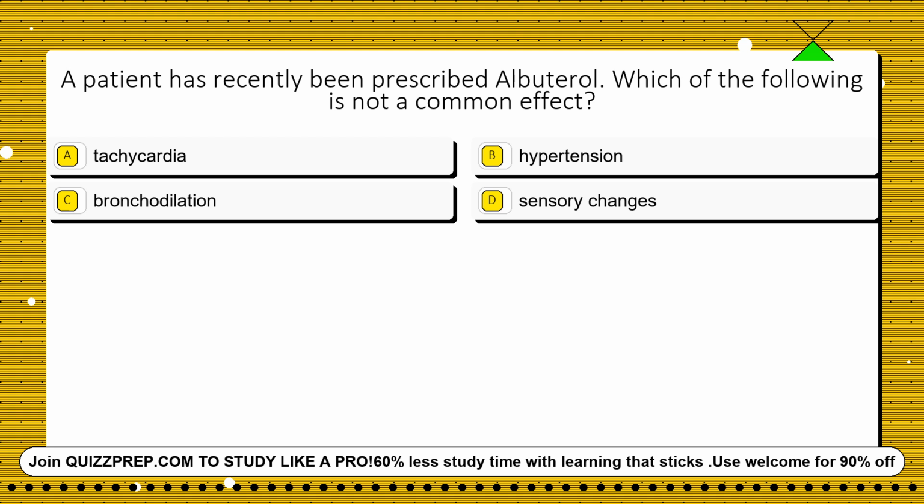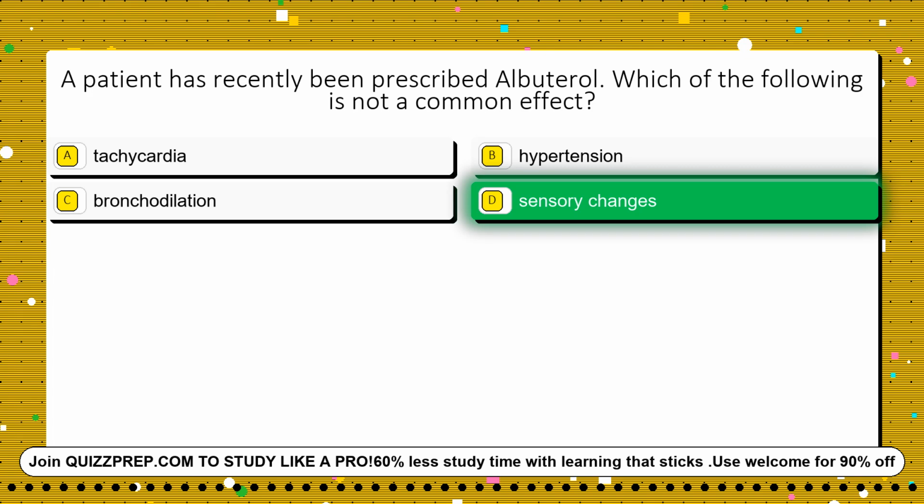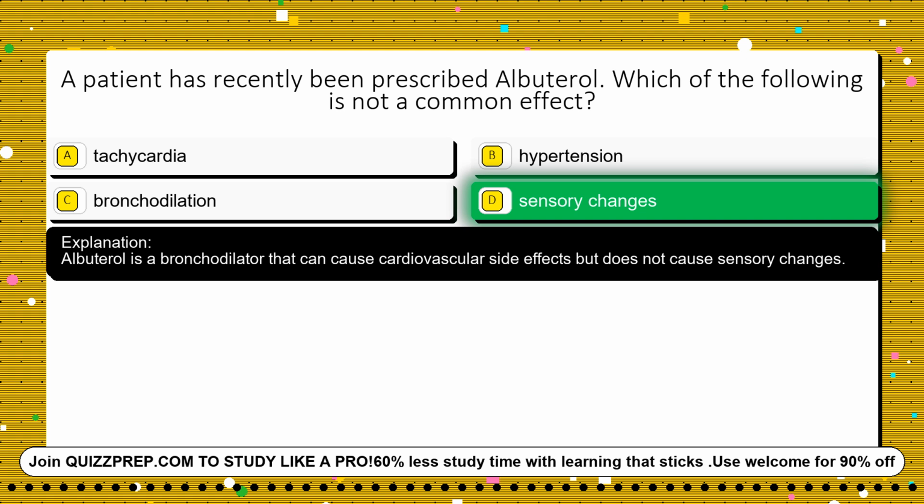Question 119. A patient has recently been prescribed albuterol. Which of the following is not a common effect? Option A, tachycardia. Option B, hypertension. Option C, bronchodilation. Option D, sensory changes. The correct answer is option D, sensory changes. Albuterol is a bronchodilator that can cause cardiovascular side effects but does not cause sensory changes.